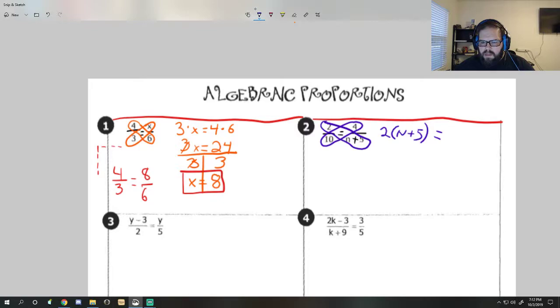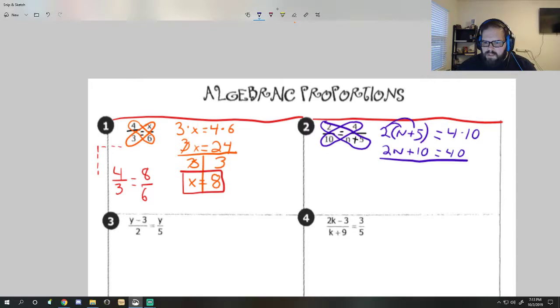equals 2 times, oh, that's not 2 times 4. That's going to be equal to 4 times 10, right? So now we're just going to solve. Well, I know from my rules of solving equations that in order to solve something like this, I have to distribute. So 2 times n is going to give me 2n. 2 times 5 is going to give me a positive 10 equals 4 times 10. That will give me 40.